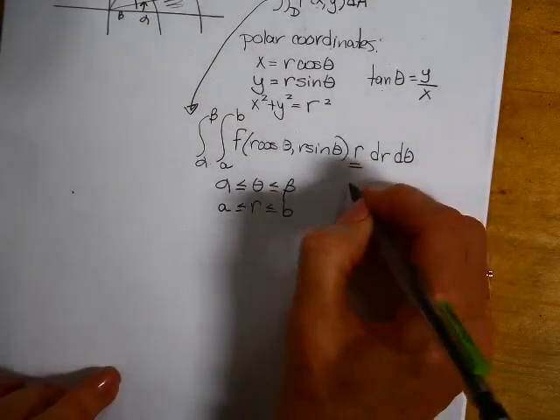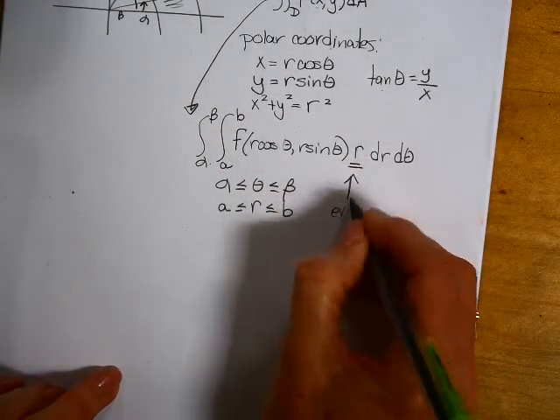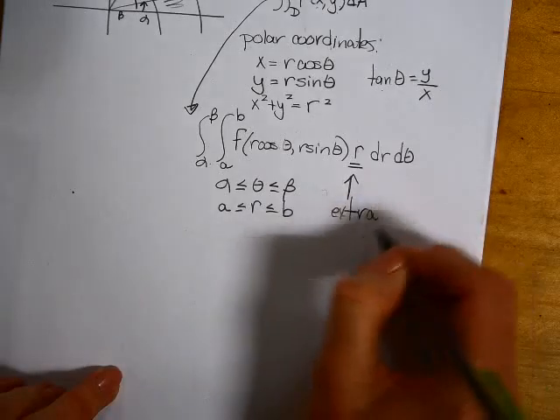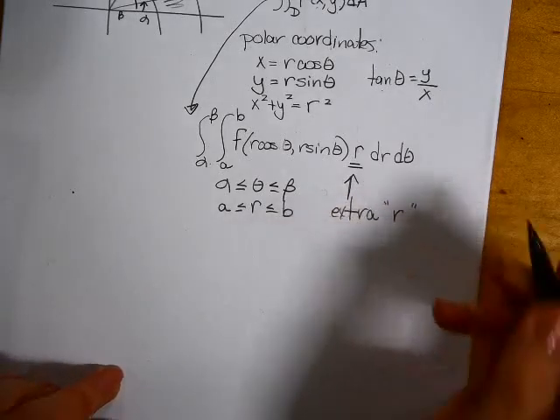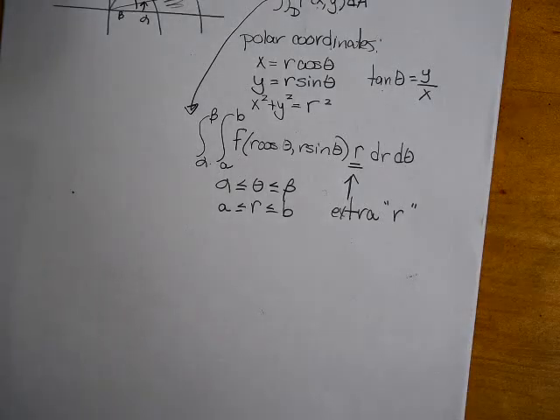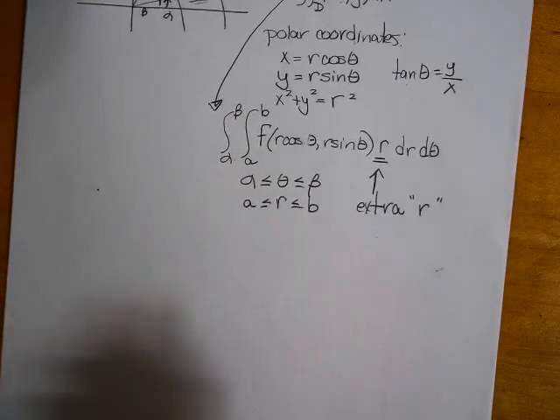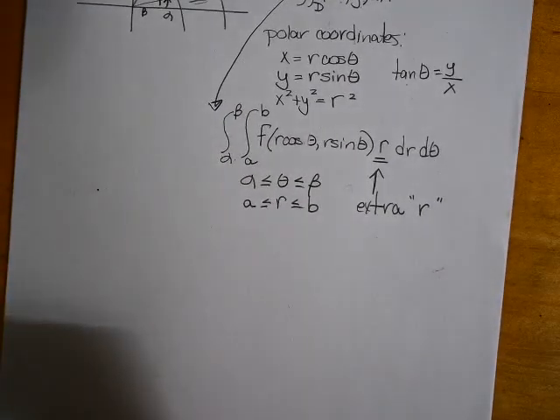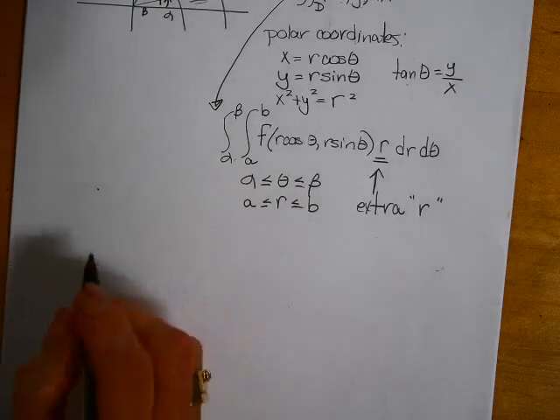This extra r is necessary when you change from rectangular to polar. And don't ask me why, it's just because. I'm not proving it; look at your book to prove it. You'd all be asleep by the time I got my picture drawn.